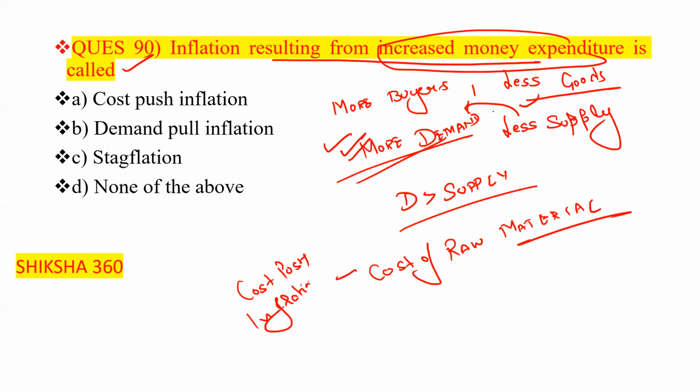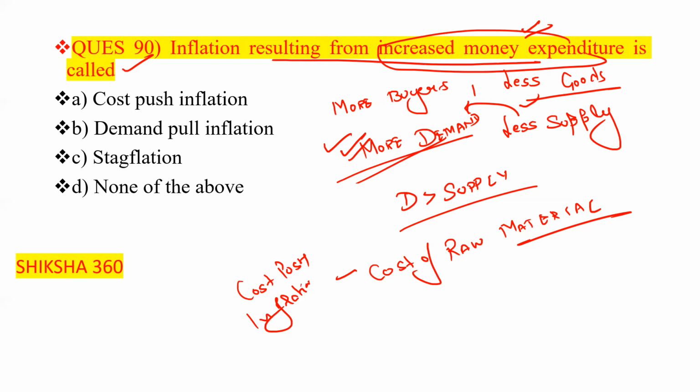Here what is going on is increased money expenditure. That is, there is more money in the hands of the people. If there is more money, it leads to more demand. With respect to that, supply is not up to the mark. If the supply is not up to the mark and there is more demand, that leads to demand pull inflation.